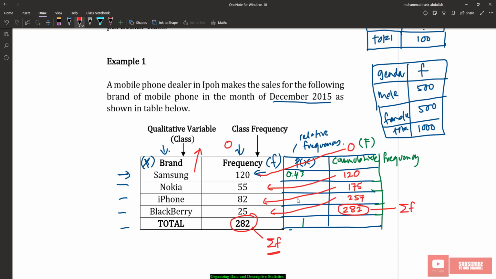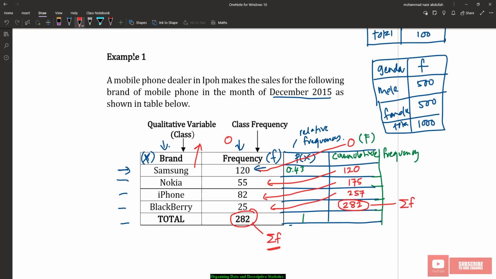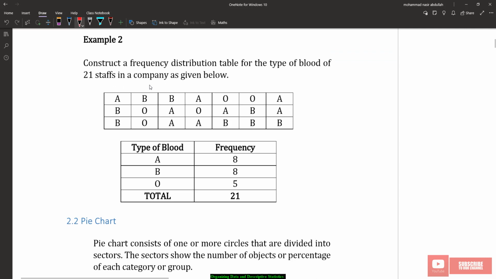So any questions so far about frequency table? No, sir. Alright. Okay.